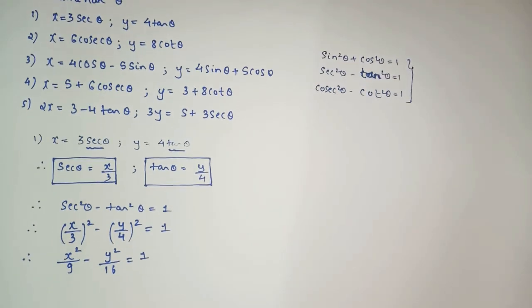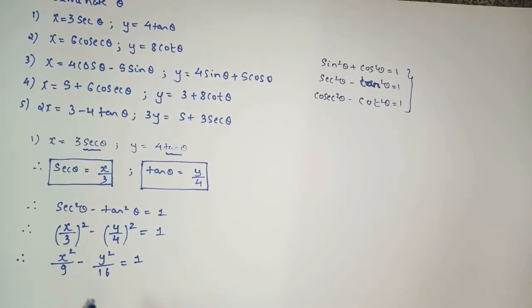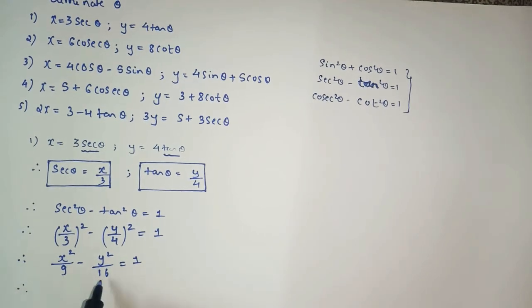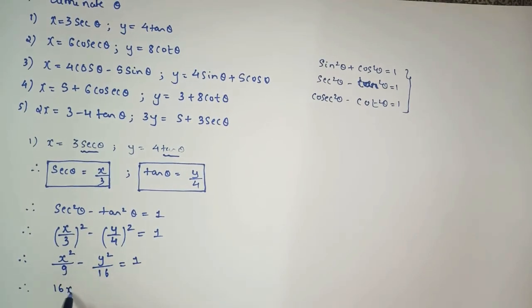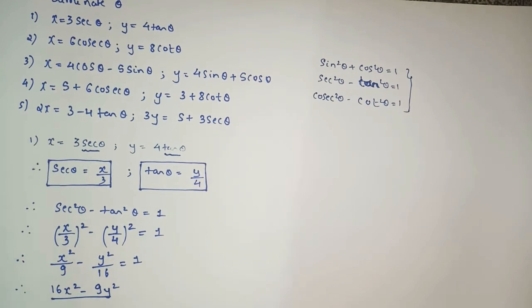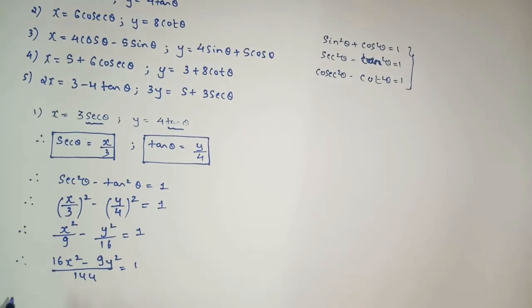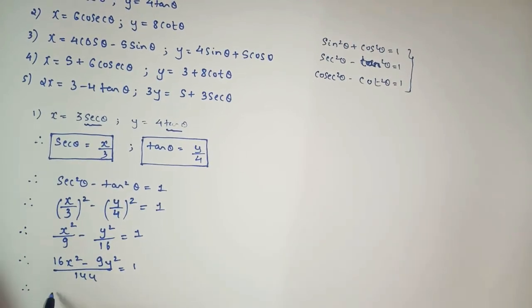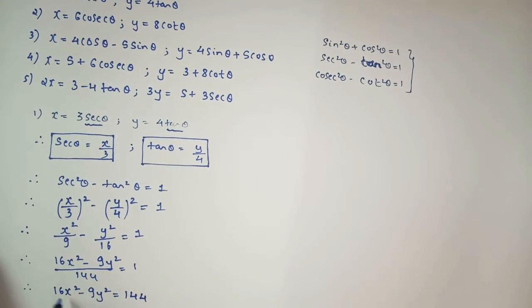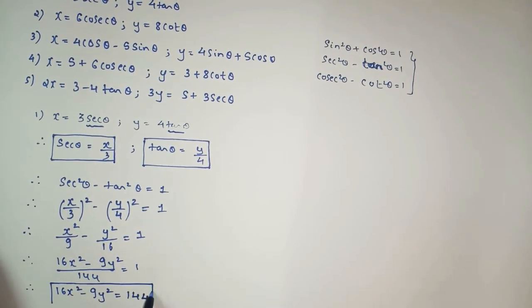If you want, you can keep your final answer in this form also, or else simply cross multiply. So here you will get 16x square minus 9y square upon 16 nines, which is 144, equals 1. Again cross multiply. So here you will get 16x square minus 9y square equals 144. So this is the required answer.